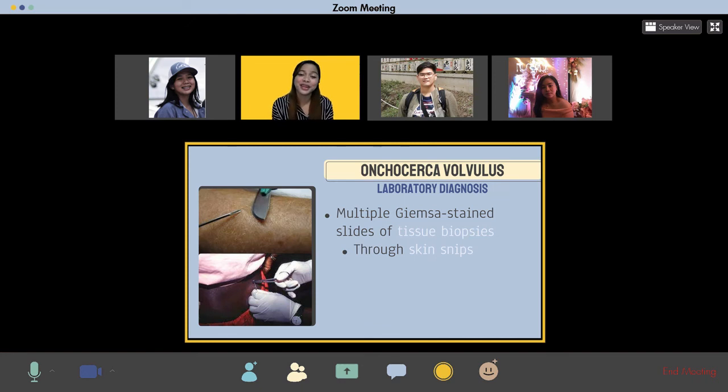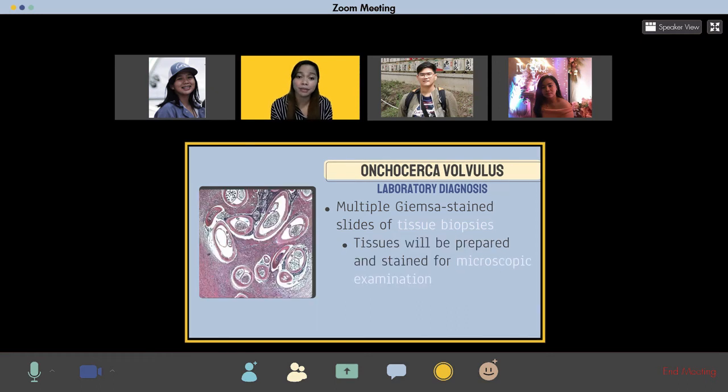So let us move on to our laboratory diagnosis of Onchocerca volvulus. The first one is the microscopic examination of stained slides of tissue biopsies. It is done through a skin snip, which is the most common test used and best to diagnose onchocerciasis. This procedure takes small shavings of the skin from different parts of the body, as you can see in the picture, and places them in saline for 24 hours to draw out the larvae.